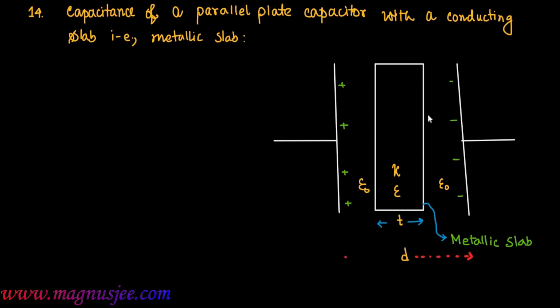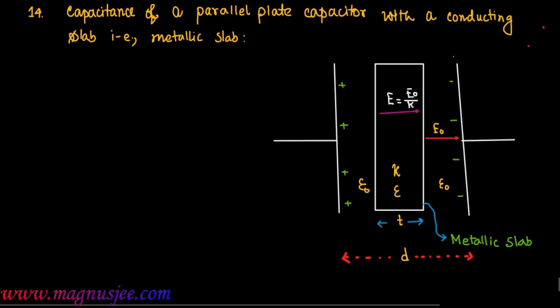d is the distance between the two plates such that t is less than d. The thickness of the metallic slab is less than d. The field intensity acting inside the metallic slab is E, which is E0 by K, where K is the dielectric constant of the metallic slab. The field intensity acting outside the metallic slab is E0. E0 is the field intensity acting in vacuum, that is, outside the metallic slab.